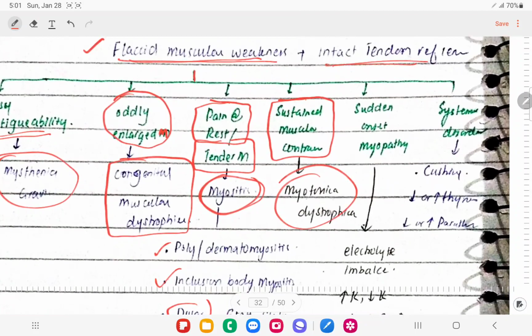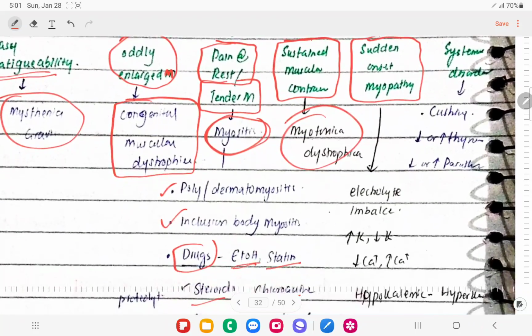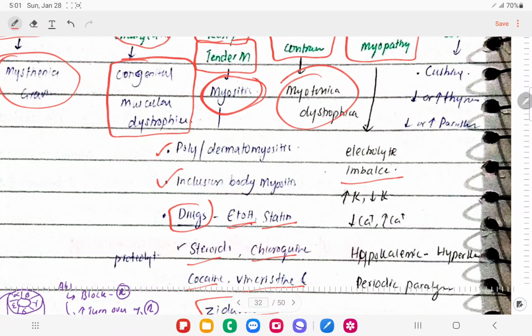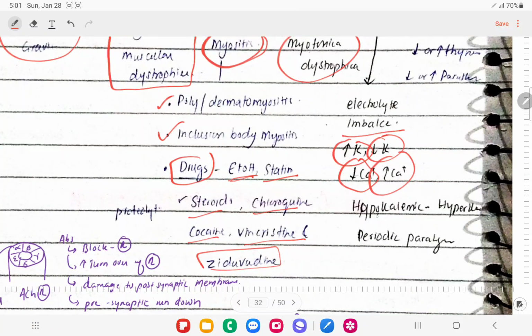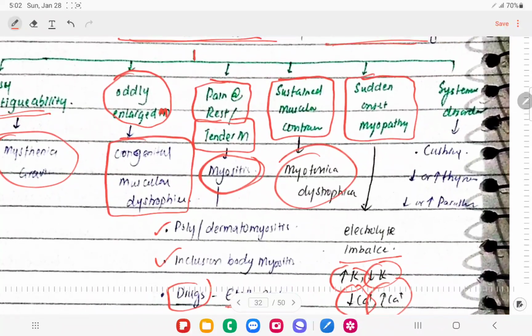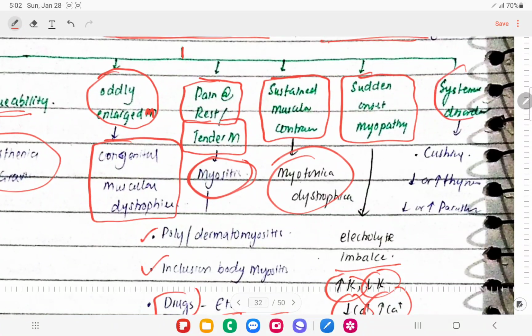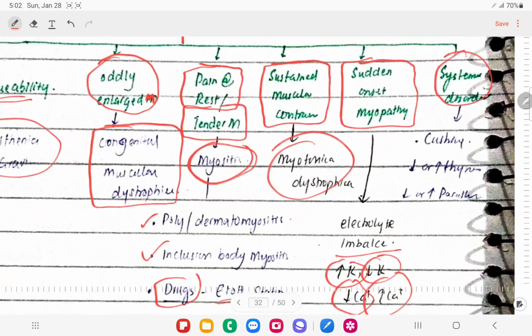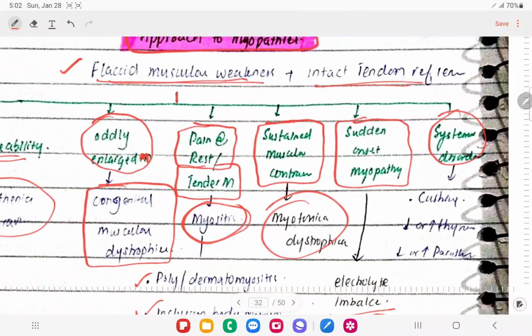If the patient is having sudden onset myopathy and reflexes are intact, this can happen because of electrolyte imbalance, like hypokalemia and hyperkalemia, hypocalcemia and hypercalcemia. We have some diseases related to that, that is hypokalemic and hyperkalemic periodic paralysis.